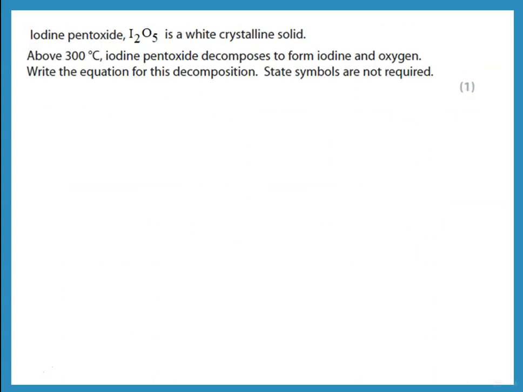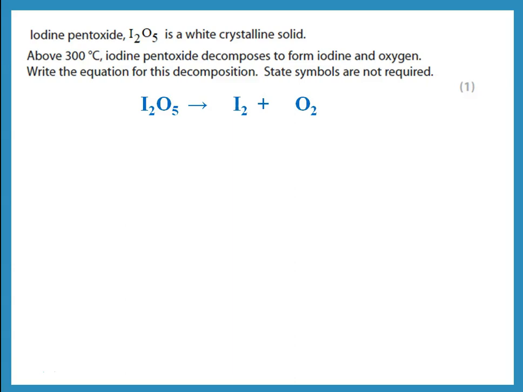Okay. Iodine pentoxide, remember that if he gives you something that is strange you've never seen, he usually gives you the formula. So iodine pentoxide, he says, is a solid. The iodine pentoxide decomposes to give iodine and oxygen. Write the equation for this decomposition. He doesn't want state symbols, but you have to balance it.